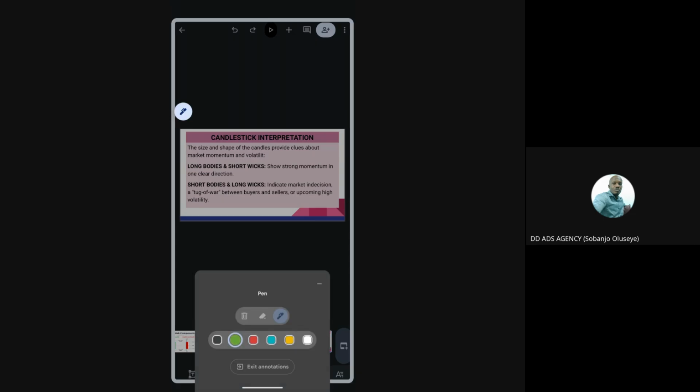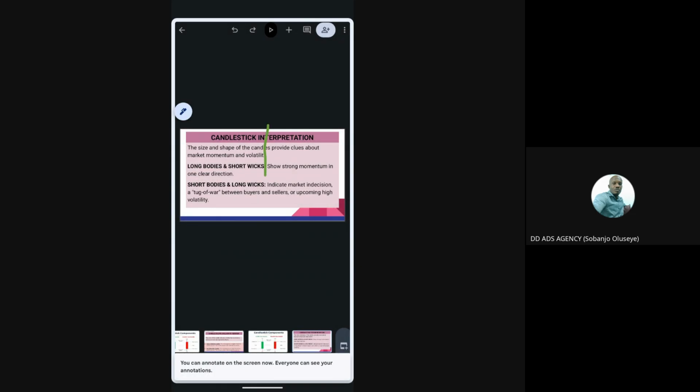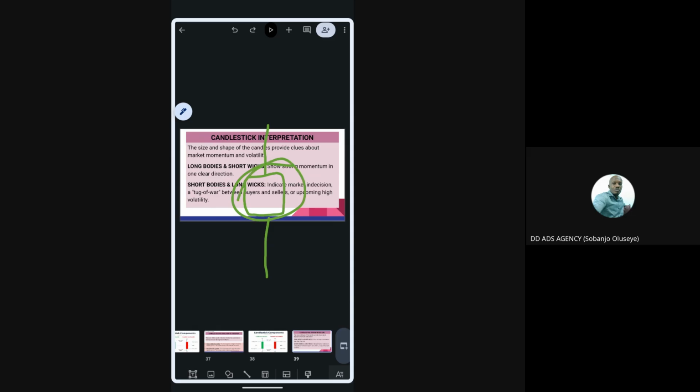Okay, the next slide we have here is candlestick interpretation. I've interpreted most of it already. I've explained and analyzed everything already, but I'll just quickly read through it again. It says the size and shape of the candle provide clues about market momentum and volatility. I have explained that already, that sometimes we could have short candles with long wicks. Look at this. Short body, long wicks. This body right here does not have momentum, okay?